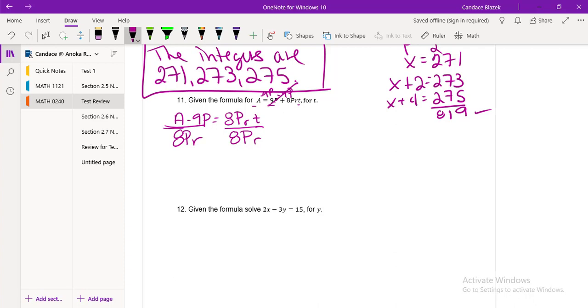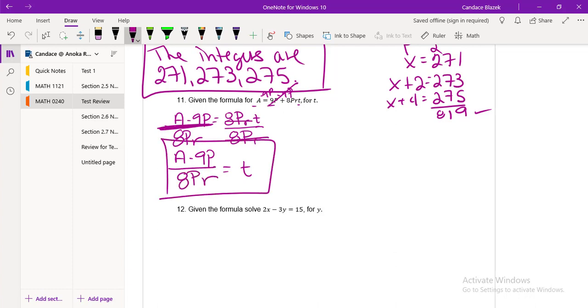Notice the division line extends under the entire left side. On the right, we will cancel 8pr, and we end up with a t. And on the left, we have A minus 9p divided by 8pr, and we are done. So as soon as we get the variable that we are solving for alone, we have completed what we're supposed to do.